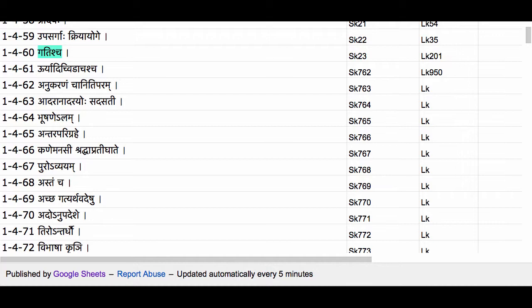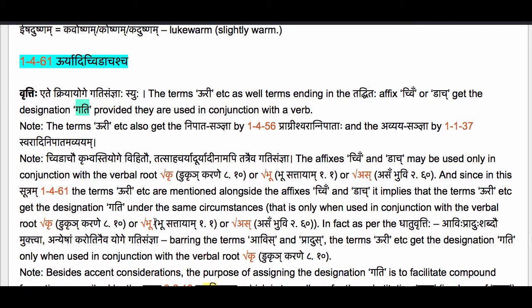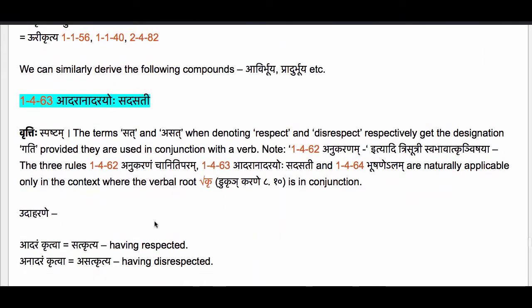The one we are taking up right now is 1463, which reads Adara Nadarayoho Sadasati. Straightforward sutram. The meaning is the terms Sat and Asat, when denoting respect and disrespect respectively, get the designation Gati, provided they are used in conjunction with a verb.